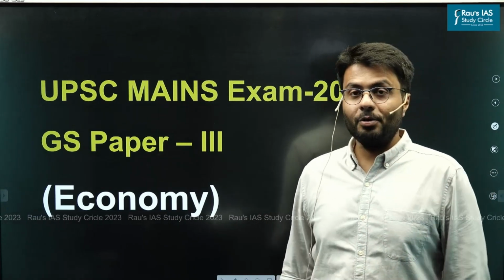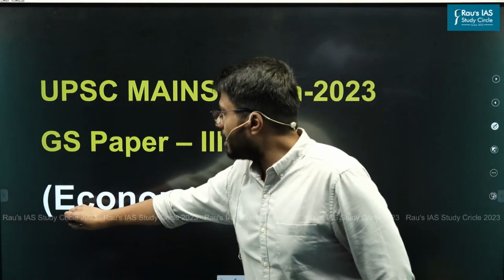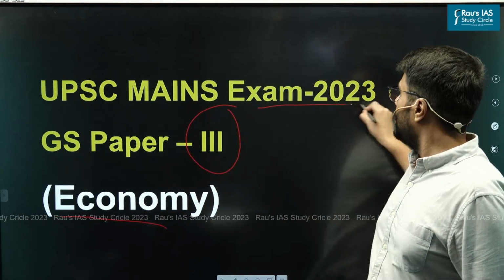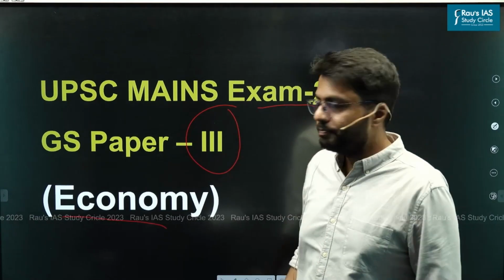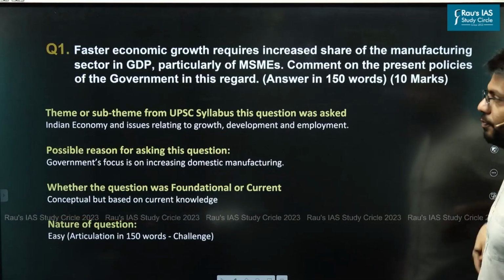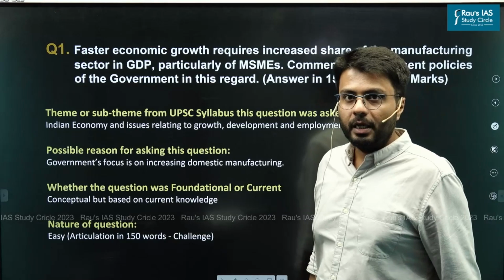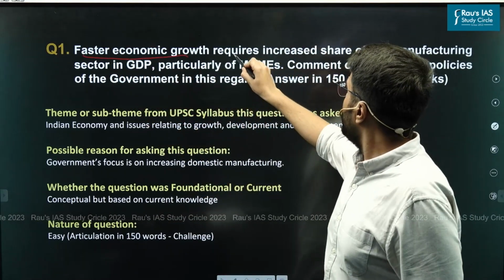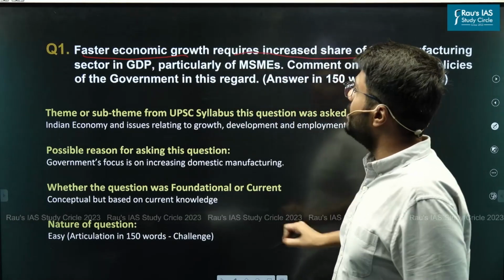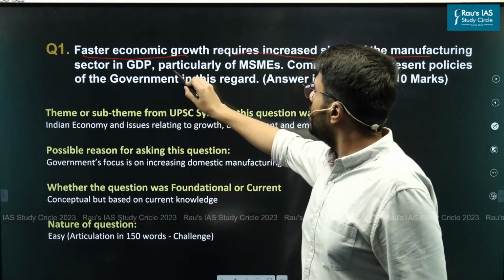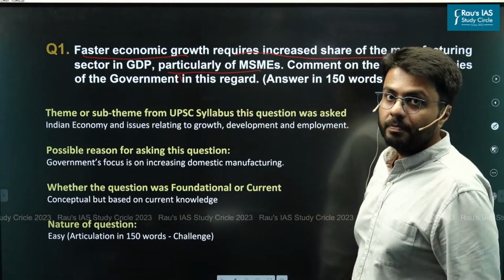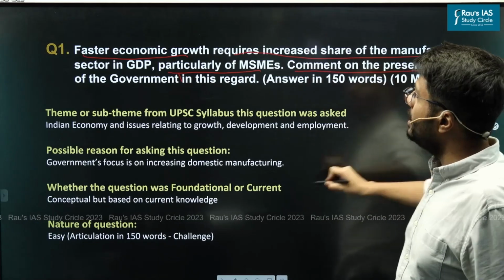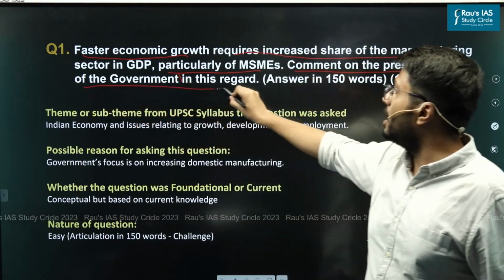Now let us start our today's discussion on the economy section, which was covered in GS paper 3 of the mains examination in the year 2023. We'll start off with the first question of GS paper 3, and the question said: faster economic growth requires increased share of manufacturing sector in GDP, particularly that of MSMEs. And this question asks us to comment on the present policies of the government in this regard.